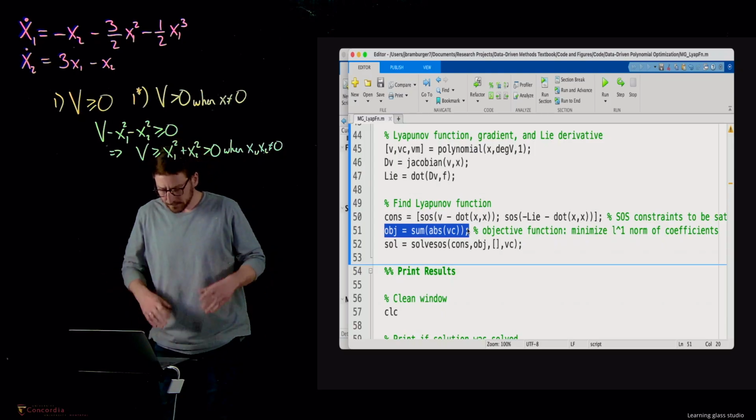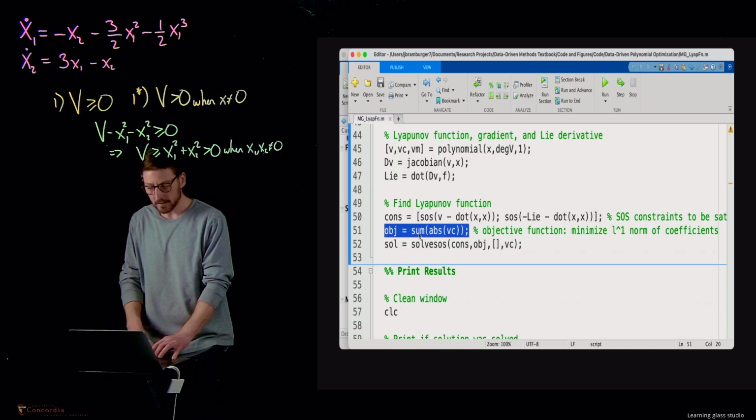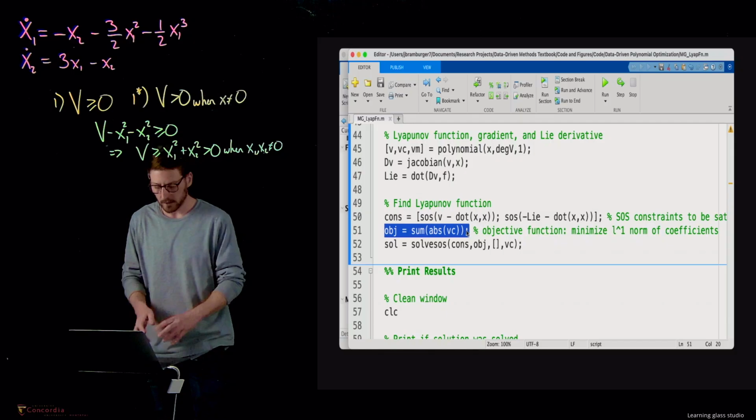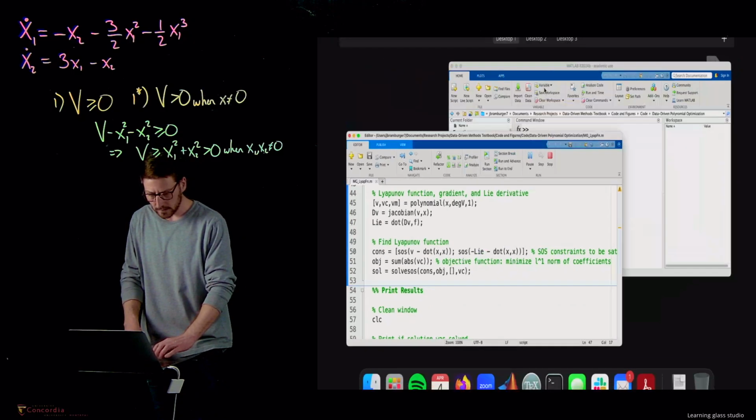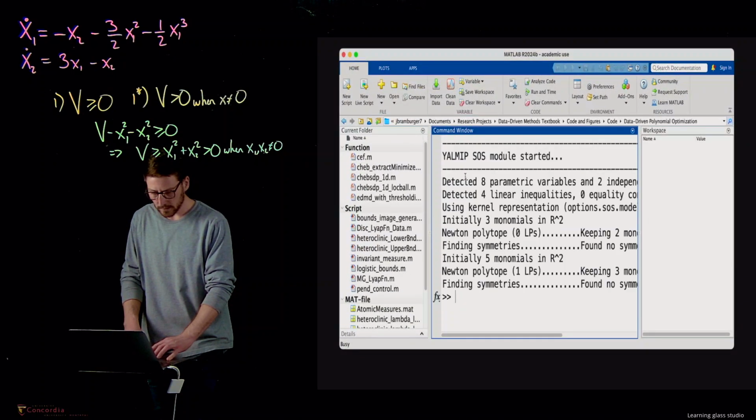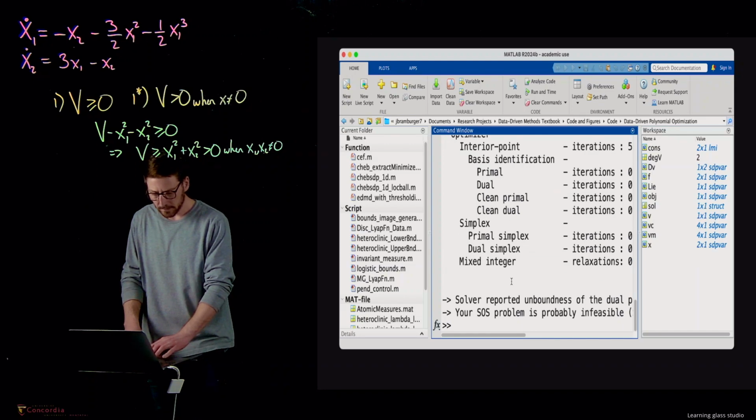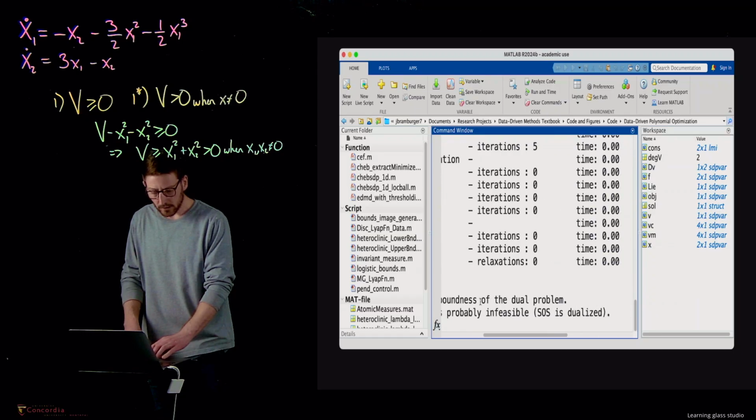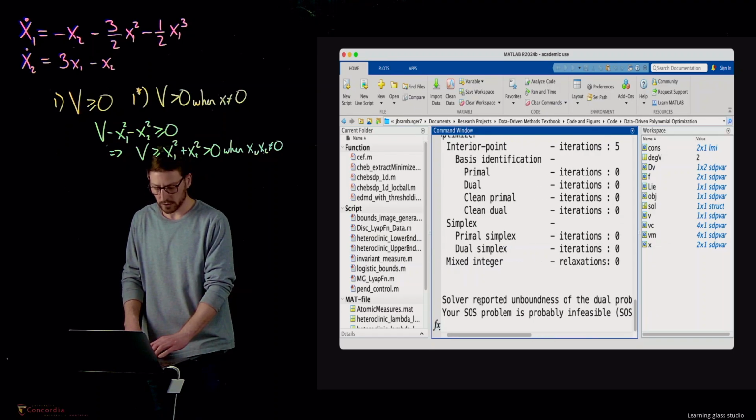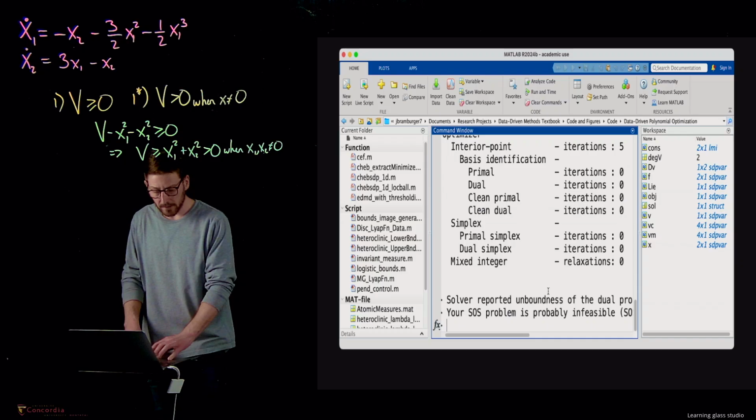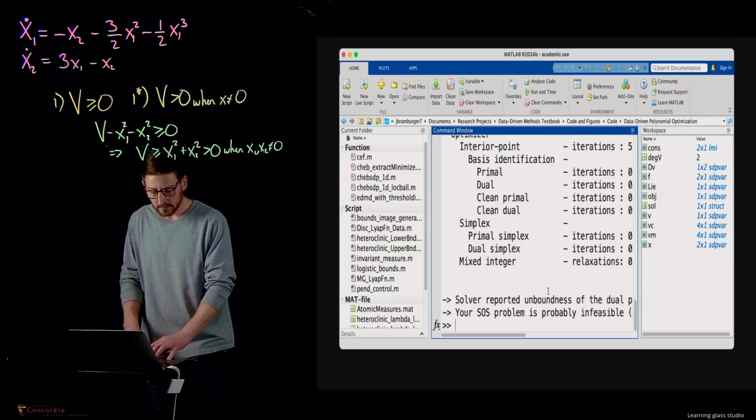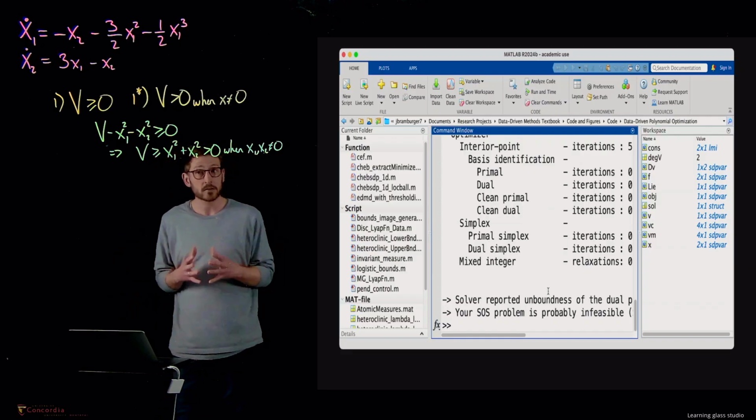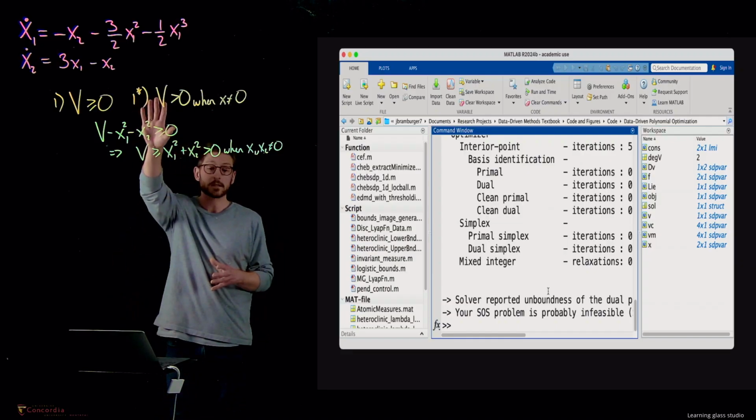It's just that in my case, I'm going to give this an objective of minimizing the L1 norm of the coefficients of my Lyapunov function. So let's take a look at this. YALMIP is starting up. It's cleaning it up. And unfortunately, it couldn't find a solution, right? It says there's an unboundedness in the problem, and there is no Lyapunov function that could be found. So the question is, does that mean that there's no Lyapunov function for this system?